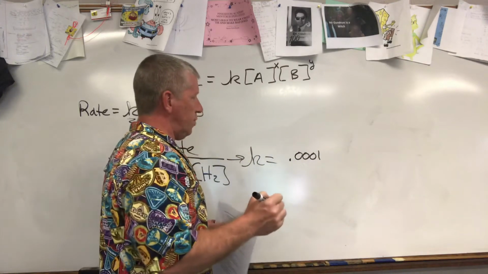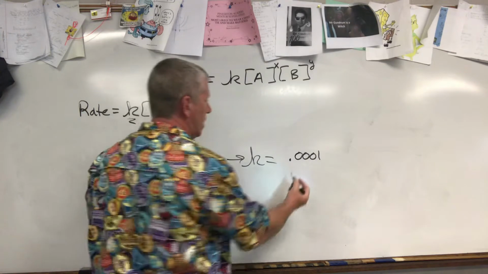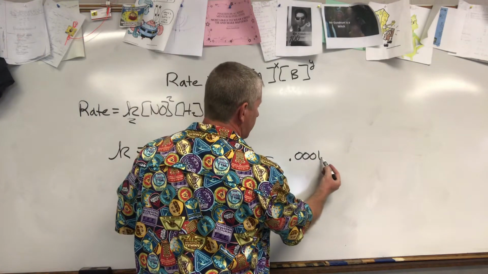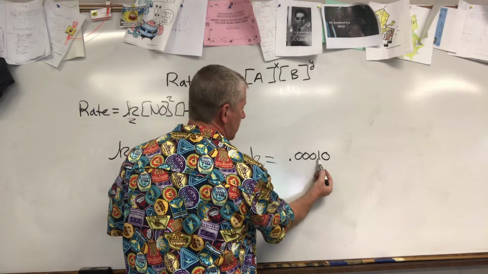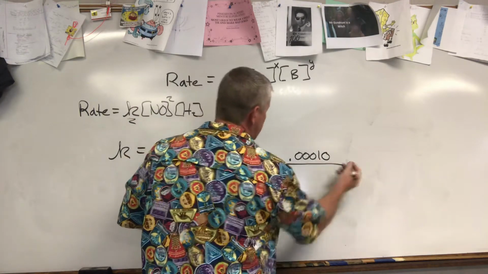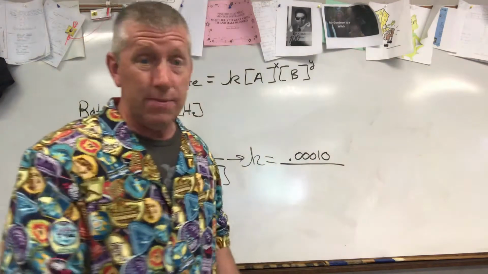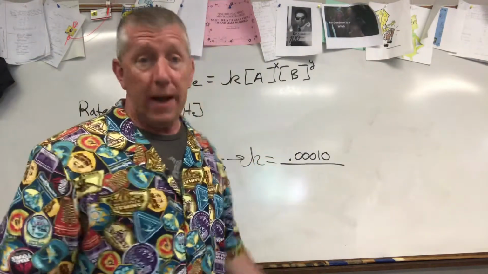Let's see, I just put that out of scientific notation. I moved it 5 places: 10 times 10 to the negative 5. You can keep it in scientific notation if you want. You want to put 10 times 10 to the negative 5 up there. Go ahead, that's the same thing.